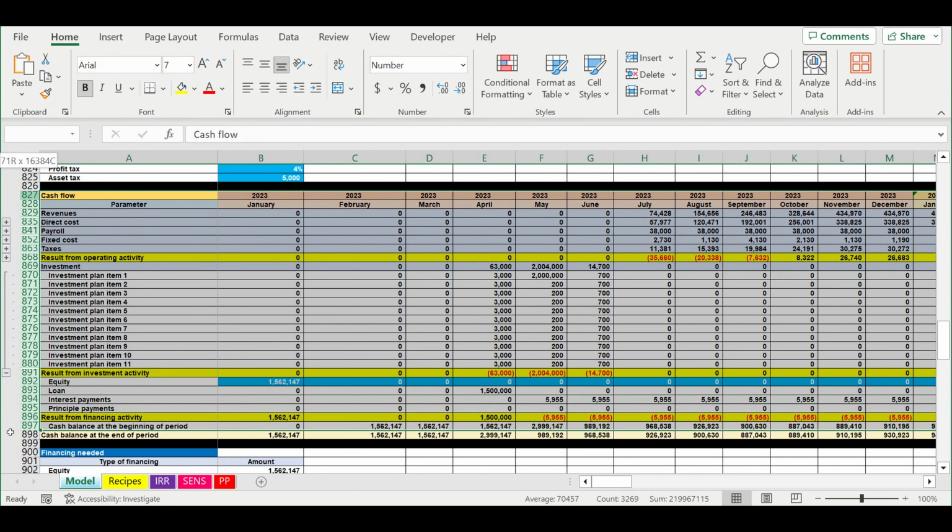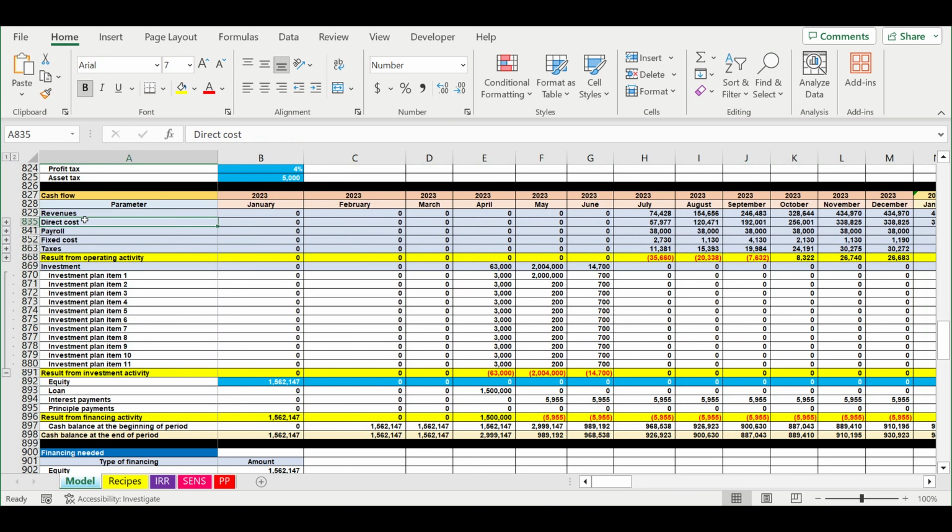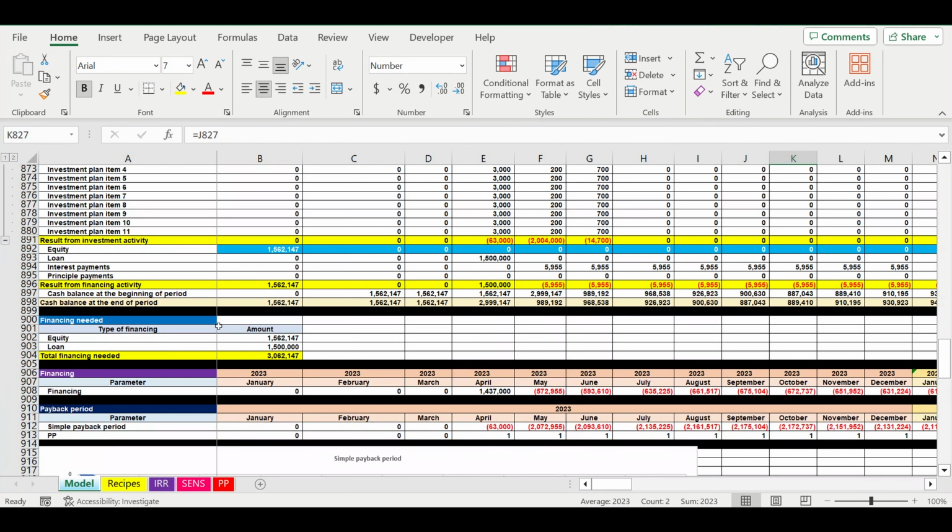Cash flow is one of the most important tables in our business plan. Here we can see the structure of revenues, direct costs, payroll, fixed costs, taxes, investment plan, loan and equity, inflows, outflows, debt payments, and so on. The result from operating activity shows us the performance of our business idea without external loan burden. Cash balance at the end of the period shows us the cash generated by our project at any given moment inside the timeline. Then, we calculate the amount of different types of financing needed for our business idea.